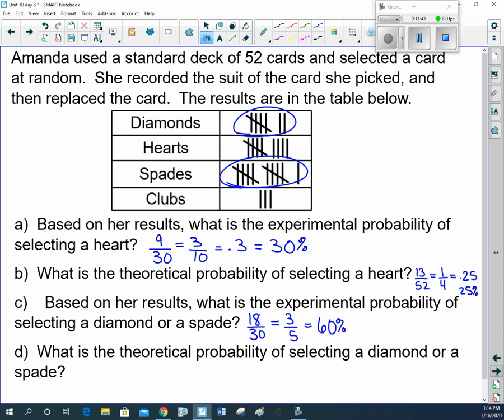So what's the probability of selecting a diamond or a spade? Well, that's half your deck. That's 2 of the 4 suits. So that's 50%. So once again, she's a little high, but if she did more trials, she could probably get her experimental to match closer to the theoretical.